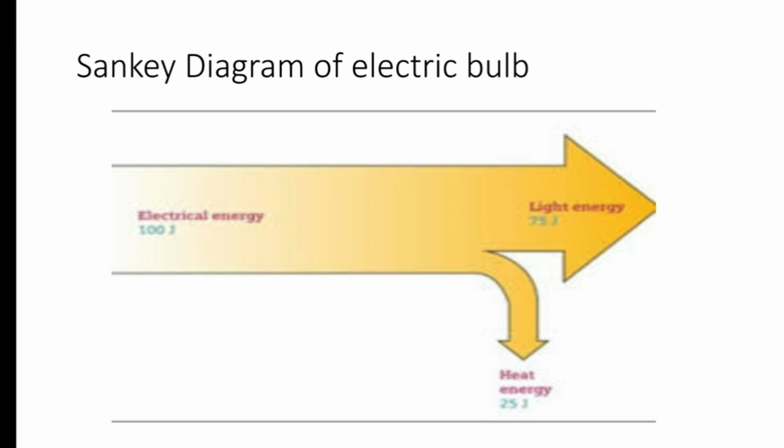This is Sankey diagram of electric bulb, in which 100 joule is energy supply and energy used up is 75 joule for light and 25 joule as heat. As I said before, Sankey diagram is based on law of conservation of energy. It means total energy supplied to the system will be equal to total energy used up. So here when we add energy used up, that is 75 plus 25, it will be equal to energy supplied. So yes, this follows law of conservation of energy.